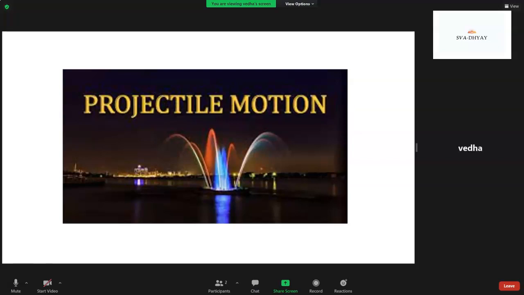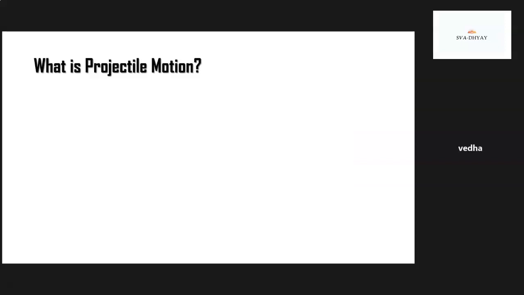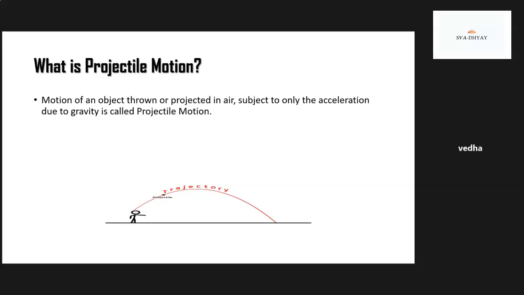Today we will see about projectile motion. So our first point, what is projectile motion? Motion of an object thrown or projected in air subject to only acceleration due to gravity is called projectile motion.